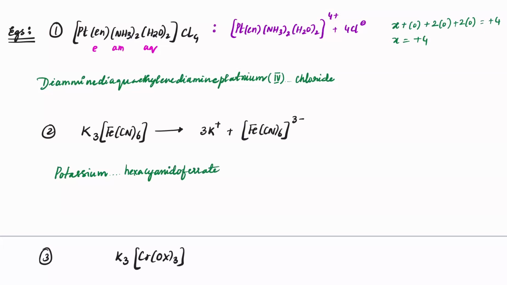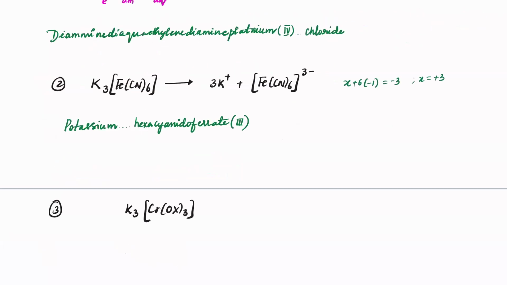That is the Latin name of iron, which is ferrate. Notice the oxidation state: x plus 6 times minus 1 overall equal to minus 3, which makes x equal to plus 3. So you have to mention the oxidation state as plus 3. So this becomes the complete name. I hope all of you got that. This is how we need to figure out the name. Any doubt there? Please check.